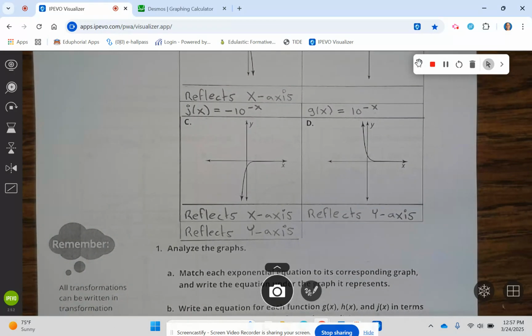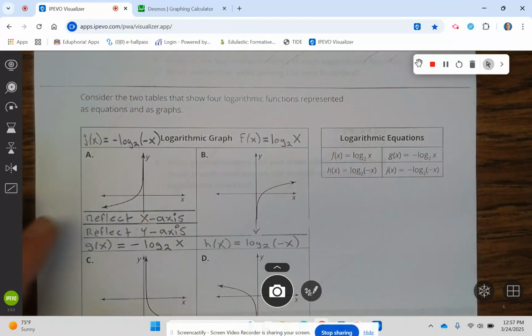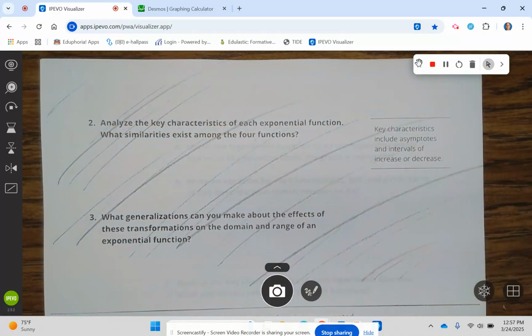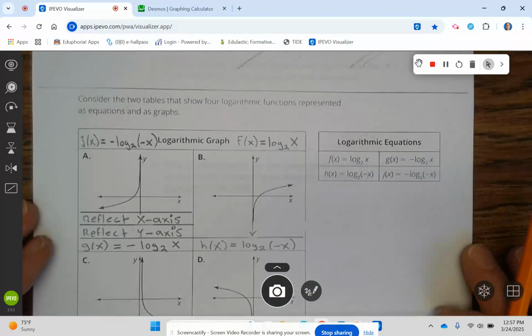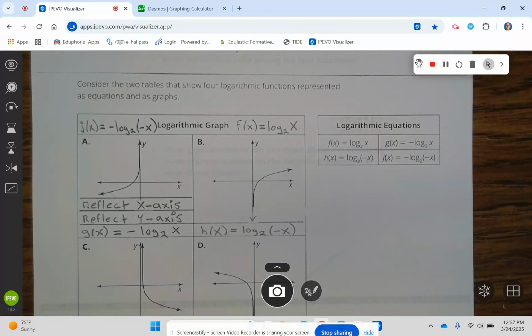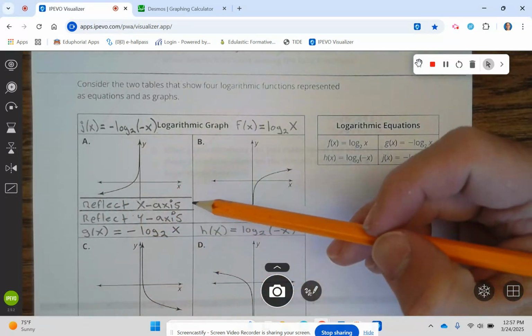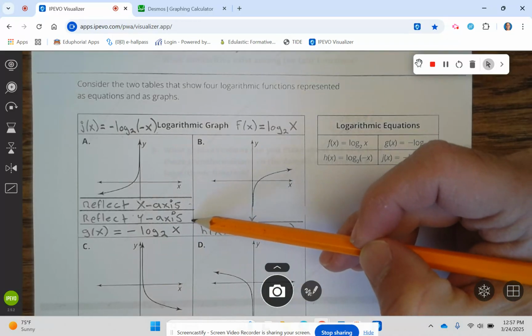All right, let's take a look at the next page. Go ahead and mark out 2 and 3. Consider two tables that show 4 logarithmic functions represented as equations and as graphs. A is j of x equals negative log base 2 of negative x, and that reflects the x-axis, reflects the y-axis.